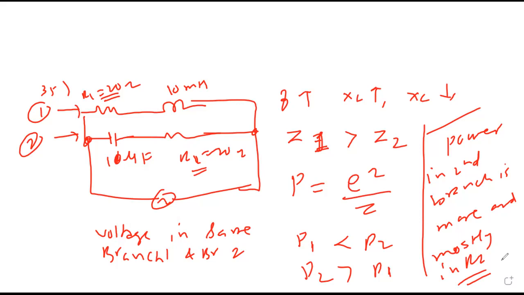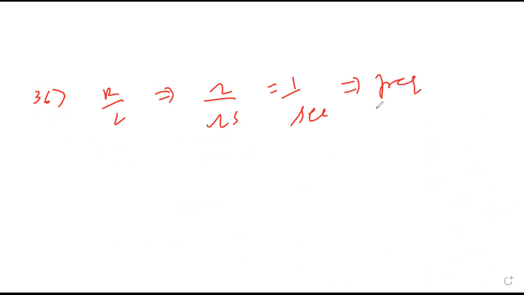Next, R by L has dimension of. What is the unit of R? Ohms. L is ohm second. So 1 upon second is equivalent to frequency. Therefore, option D.